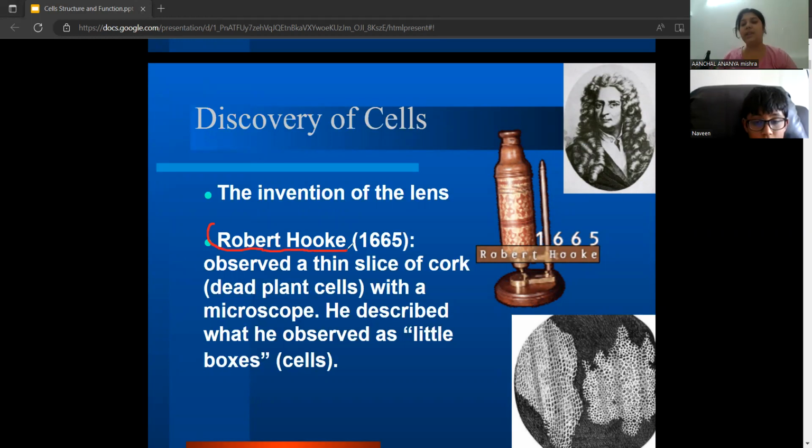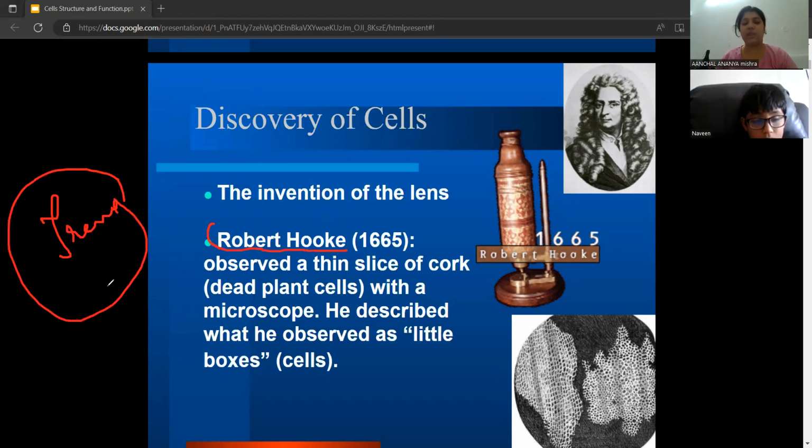He was a scientist as well as a traveler. He used to travel to different places. Once he was traveling, and he thought to take the bark. What is bark? Bark of a tree. If I say the bark of a tree, which part am I talking about?